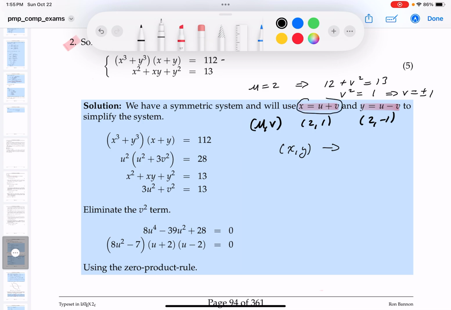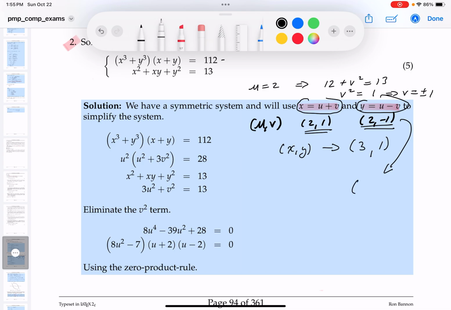Well, x is u plus v. Let's do this one first. That's going to be 3. And the y is going to be u minus v. Well, 2 minus 1 is going to be 1. So that's 1 point. Let's do this point. What is that going to give me? Let's write that down. This point here, well, what do you get?